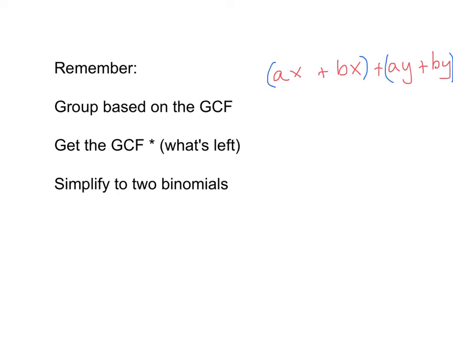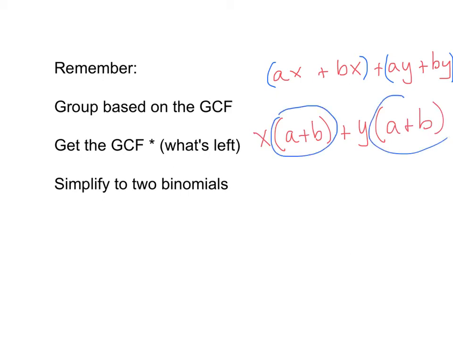In this case, you'd have x times a plus b plus y times a plus b. Always remember that these two terms have to match in order to do GCF factoring by grouping. And in the end, you want to make sure that you've simplified to two binomials. So you get x plus y, your first two coefficients, times what was left, a plus b.